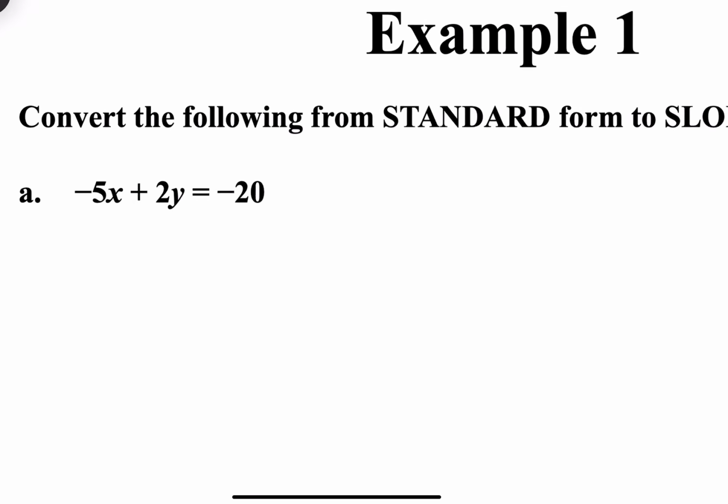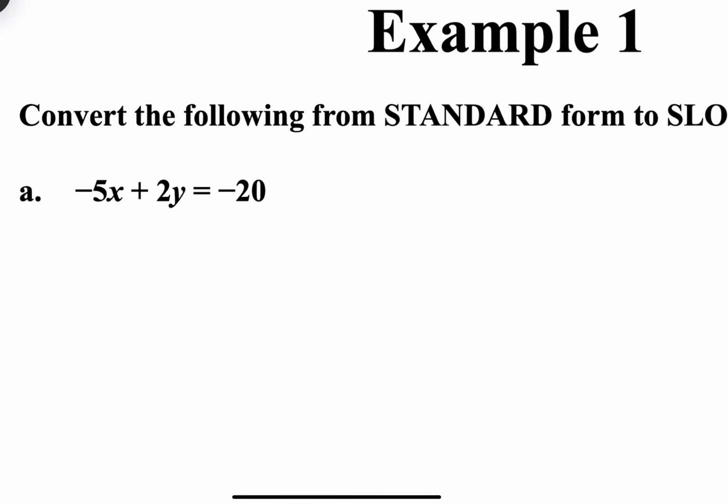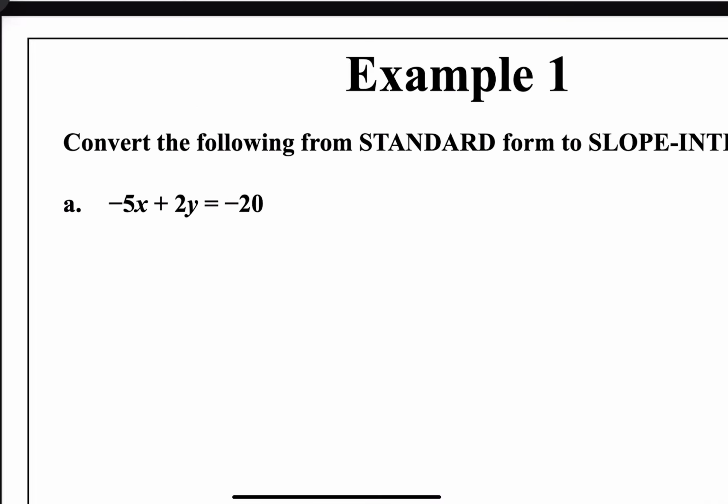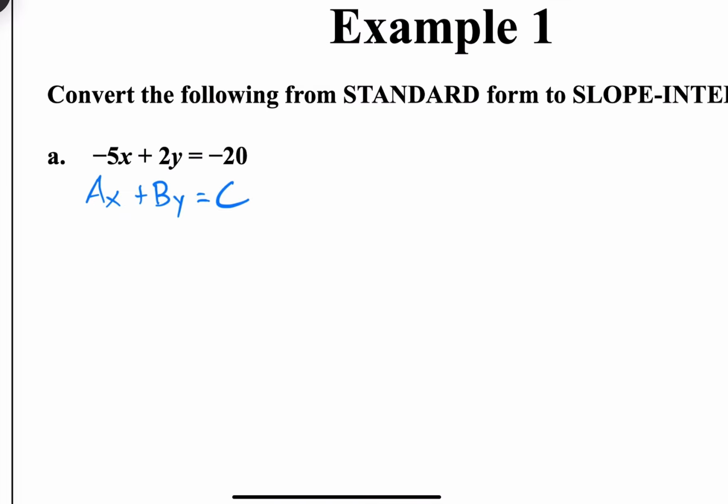So we're given this problem right here, negative 5x plus 2y equals negative 20. This is written in standard form, which again is ax plus by equals c. In this case, we have negative 5 is a, 2 is b, and negative 20 is c. If I want to convert this, what I want to make sure I do is ultimately end up with y equals, right? Because that's what slope-intercept form is all about.